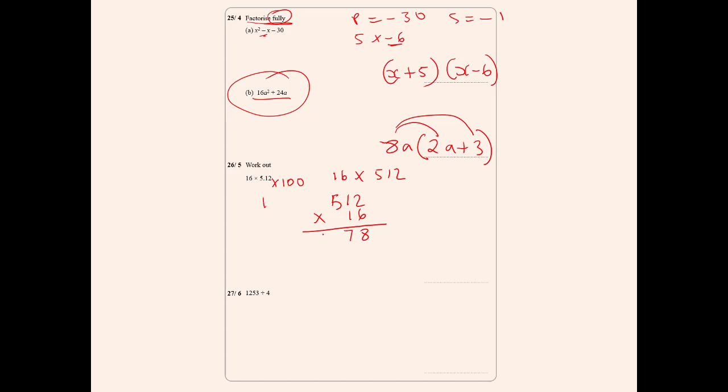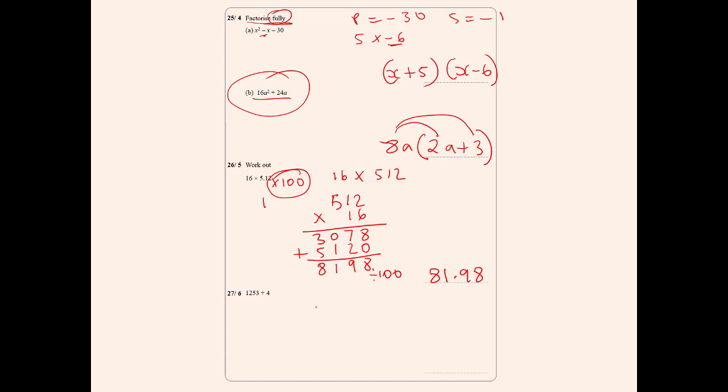6 times 5 is 30. Move to the tens, add a 0. 1 times 2 is 2, 1 times 1 is 1, 1 times 5 is 5. Add the numbers together: 8, 7 add 2 is 9, 1 add 0 is 1, 3 add 5 is 8. 8,192. So remember, we timesed it by 100, so we need to divide this number by 100. So move the decimal, and that will give us 81.92.